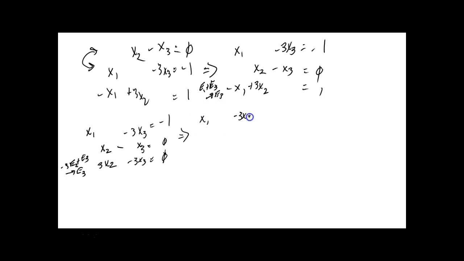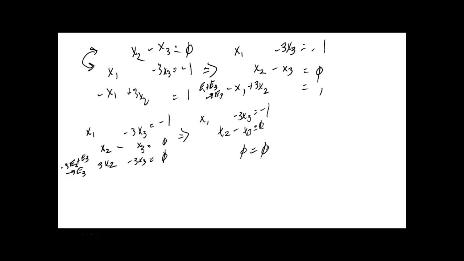x1 minus 3x3 is equal to minus 1. The second one is x2 minus x3 is equal to 0. Okay. Now, our new third equation will be 0, right? Okay, that would be 0 as well. And that's equal to 0.